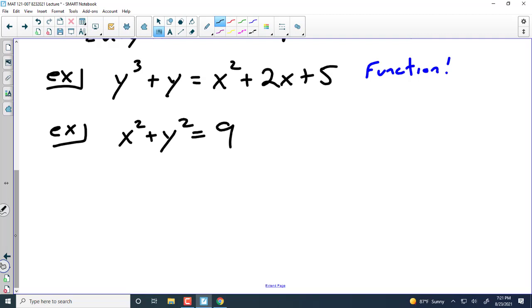Do you think that's a function? No. What do you see? Y to an even power, y squared. That's not a function. Circle. It's actually a circle. Well played.